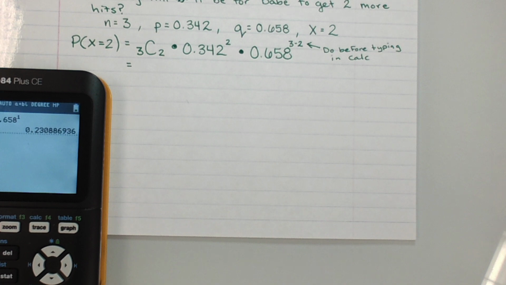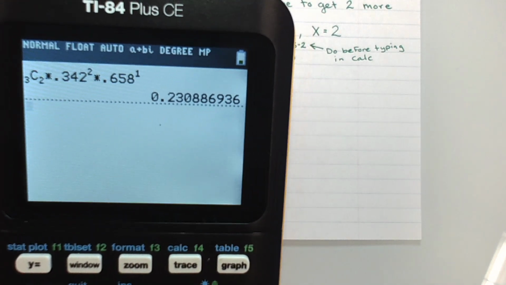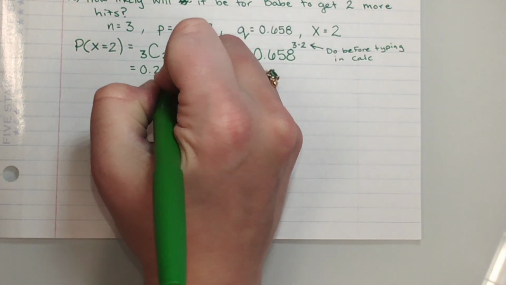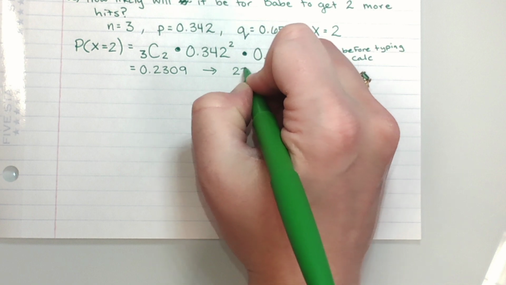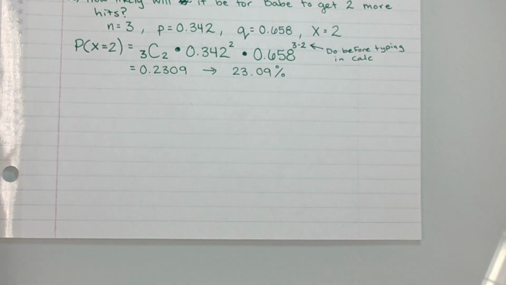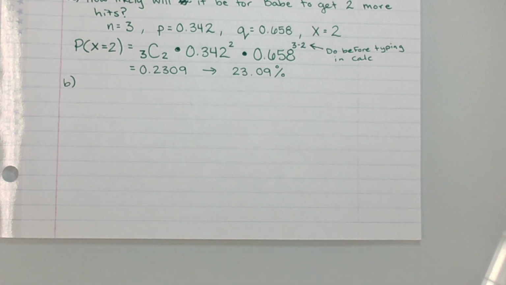On probability, how many decimal places have I been wanting if it's not a fraction? 4 decimal places. Or if you change it into a percentage, that's 2 decimal places. Either way, you're giving me the exact same numbers. So, 23.09% chance.